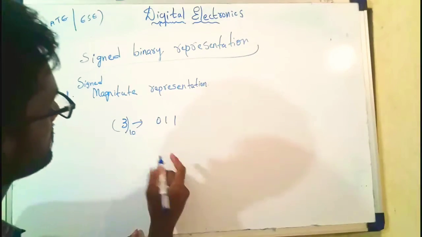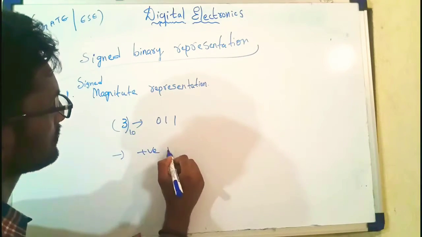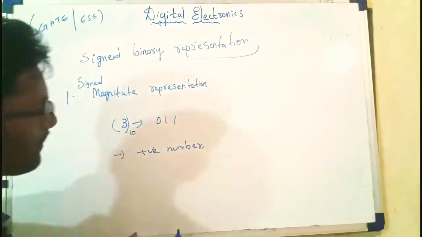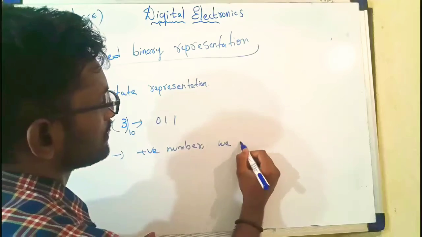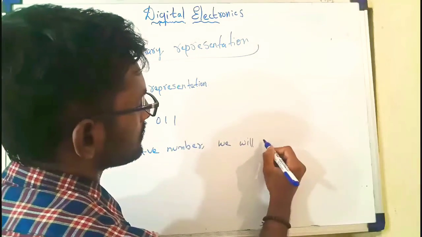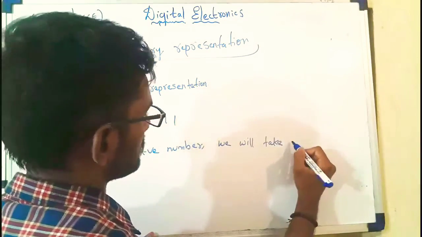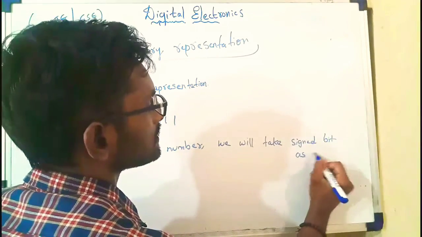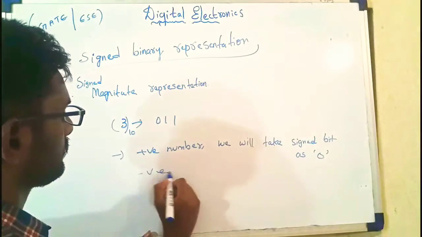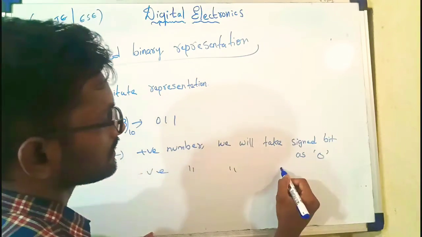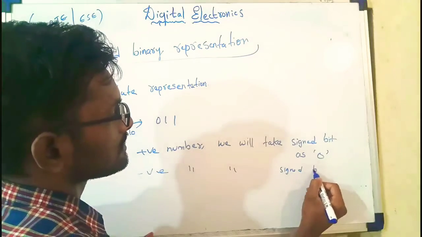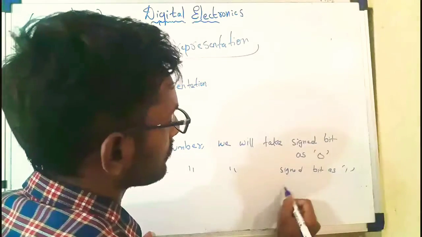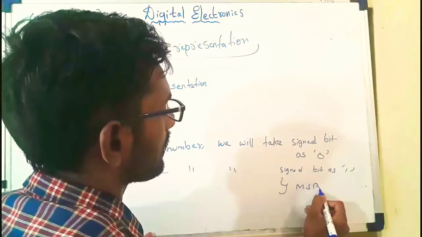In signed magnitude representation for positive numbers, we will take the signed bit as 0. For negative numbers, we will take the signed bit as 1. Here this signed bit as 0 or 1 will be in the MSB.